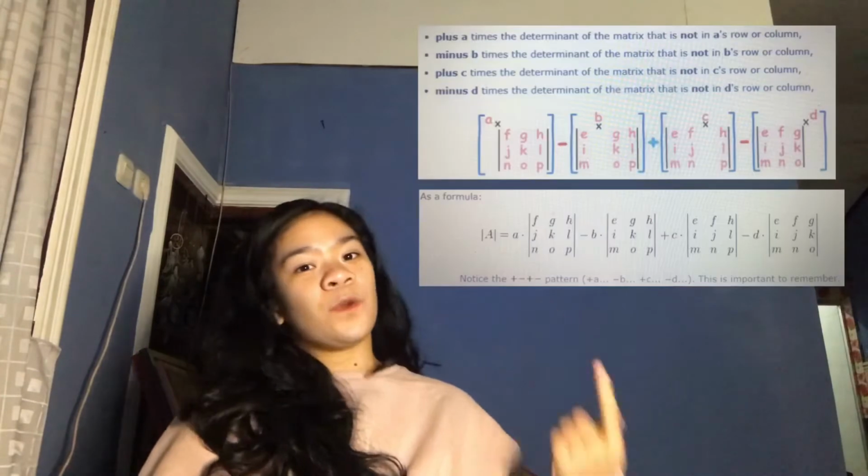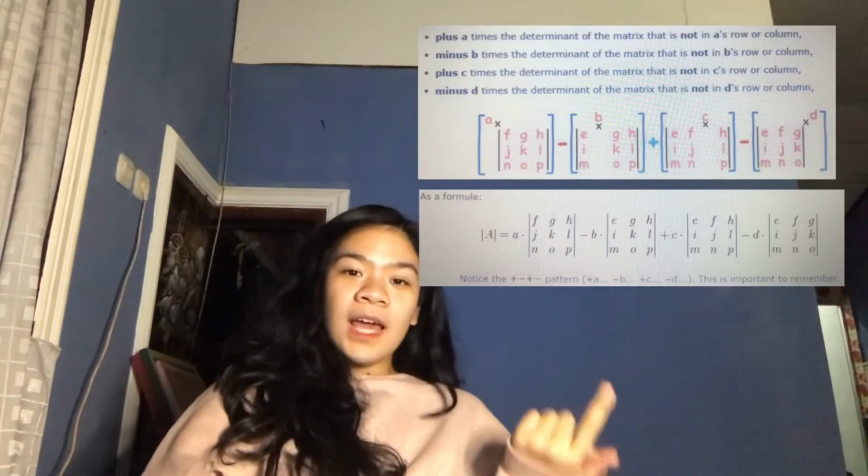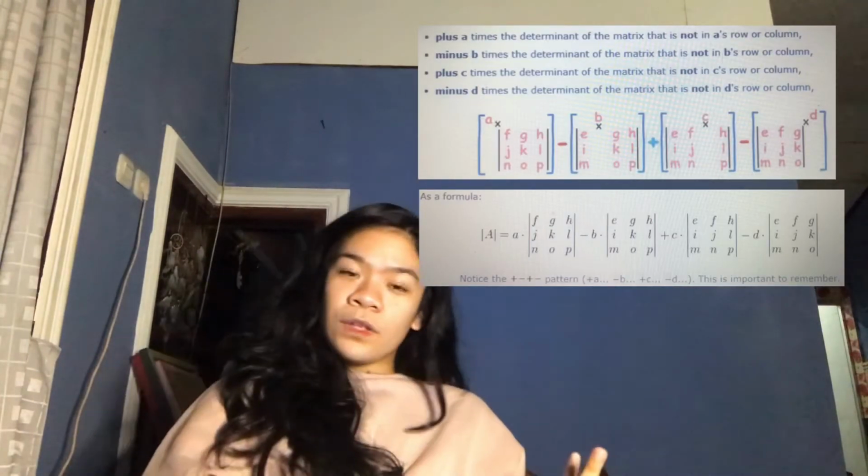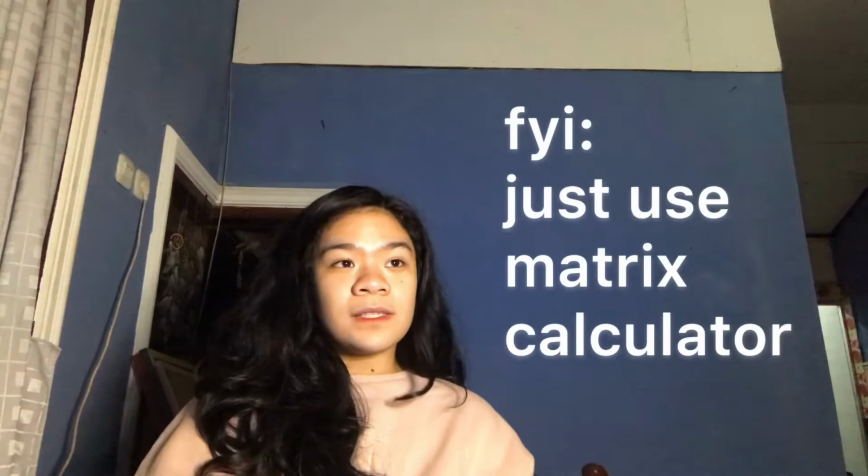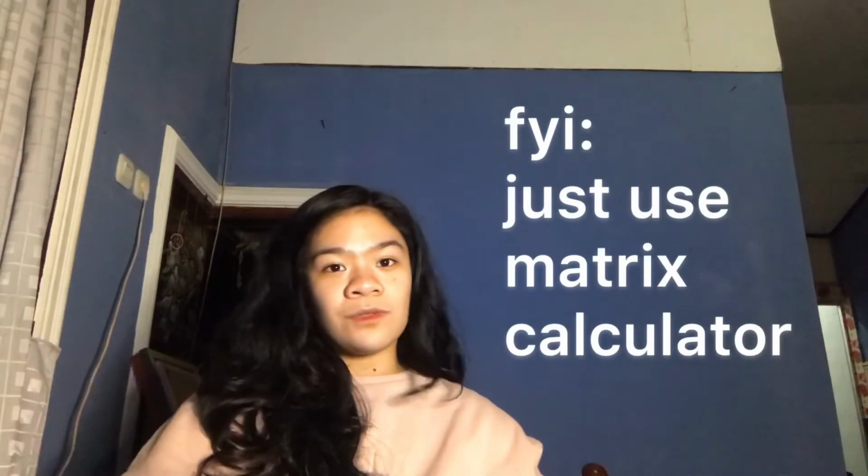So here we get the last determinant of a matrix, the 4 times 4 matrix. So here we get the pattern, also the formula. For information guys, if you want to find the determinant of a matrix larger than 4, just use a matrix calculator because it can give you the best result.